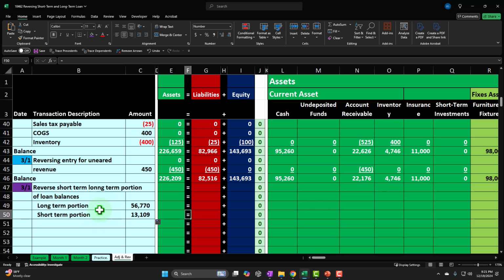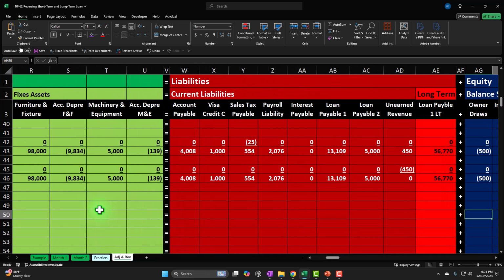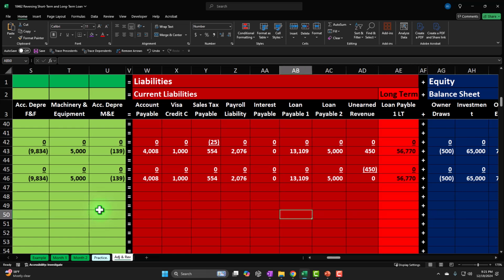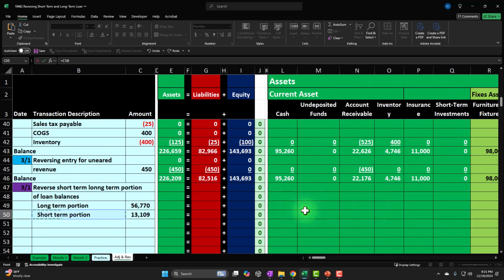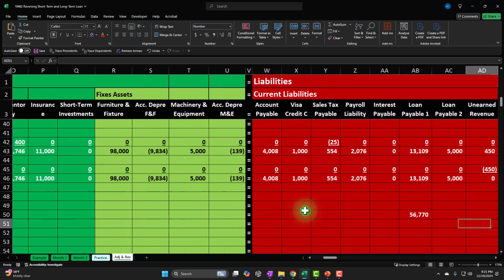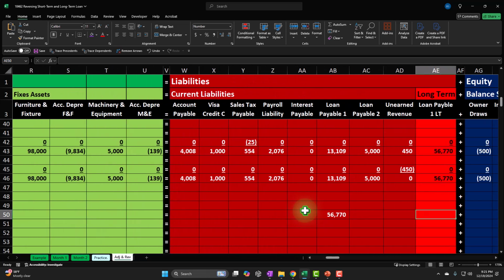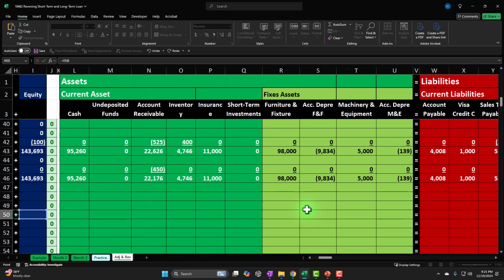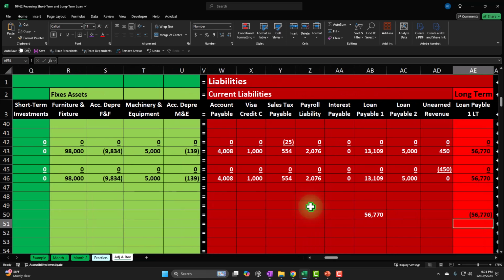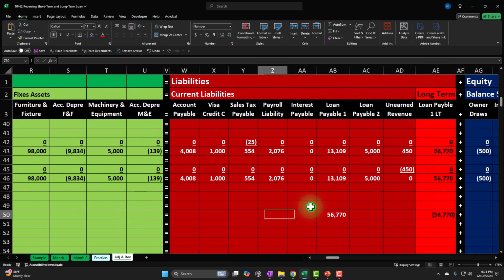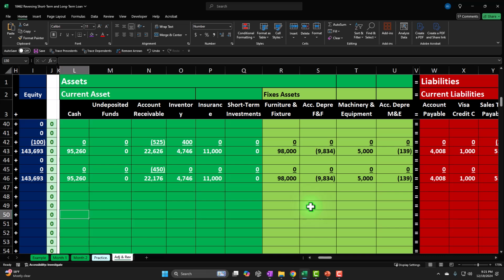So let's go back on over here, and I'm just going to say, all right, I'll just reverse that now then. That's easy to do. So I'm just going to add it back in here. So I'm going to say this equals the 56,770, and this is going to be negative of the 56,770. Let's put some zeros across the board, por favor, if you please.